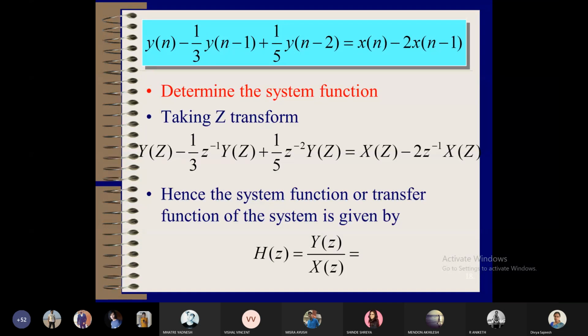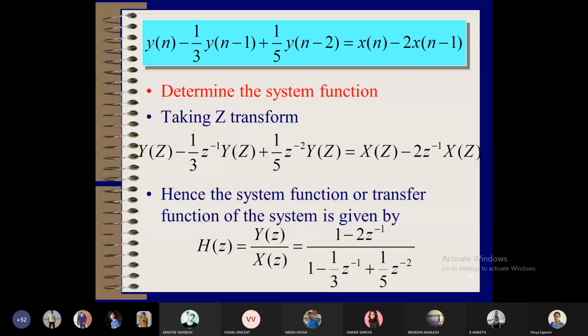So it will be 1 minus 2z inverse divided by 1 minus 1 by 3 z inverse plus 1 by 5 z raised to minus 2. So this is the transfer function of the system. All the behavior will be included in this transfer function. That is why I told you modeling of the system is done with the help of this transfer function.